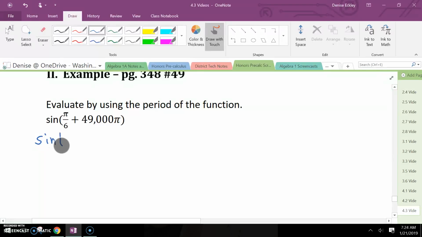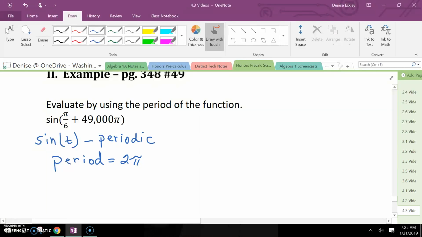Sine of t, where t is a number that has been wrapped on the unit circle, is a periodic function, and its period is the smallest value where the values of sine of t repeat. So that would be one trip around the unit circle, which is 2 pi or 360 degrees. And we're using 2 pi because pi over 6 is a radian measure. So we have to figure out 49,000 pi.